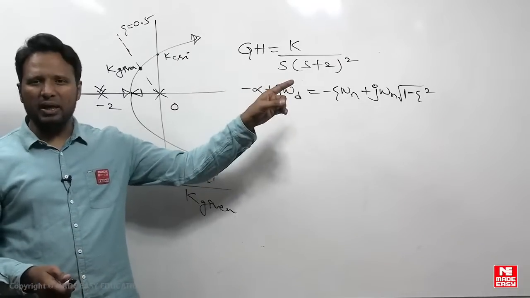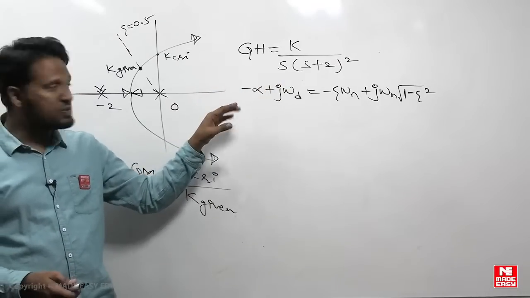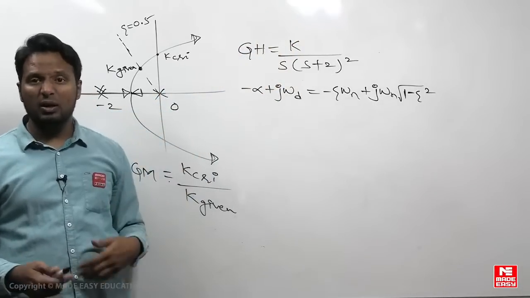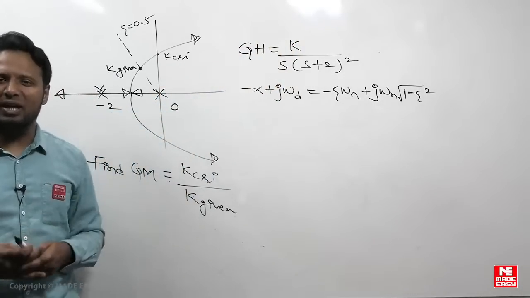We can find this omega n, thereby we can find this point's coordinates, and we can use the magnitude condition to find the value of k at this point. We can use the phase condition to find the omega n.